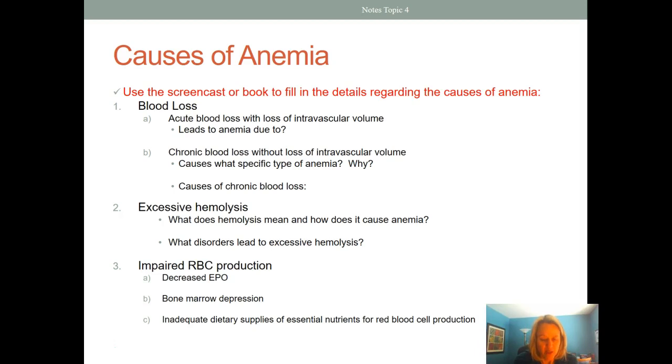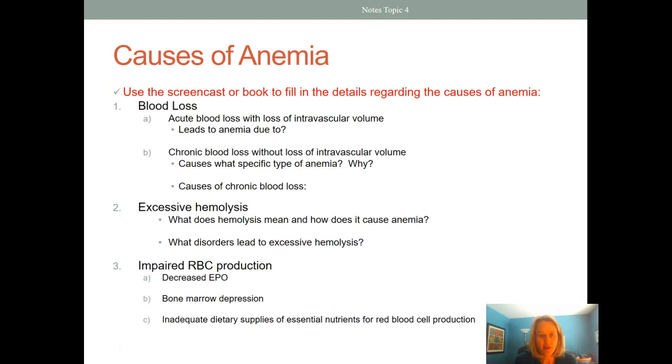So blood loss, we can have acute blood loss with a loss of intravascular volume. So this is where we're going to lose a whole bunch of blood acutely. And this is going to cause anemia due to secondary dilution of red blood cell count, hematocrit, and hemoglobin. And this is going to be due to redistribution of fluid into the vascular compartment. And this is to try and maintain blood volume, but it's going to dilute the red blood cells.